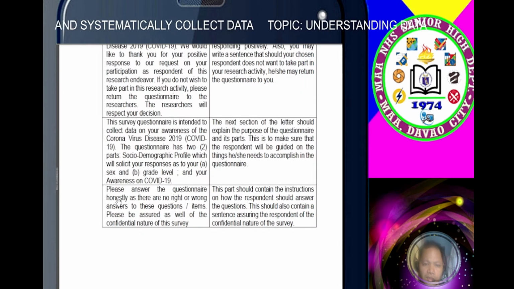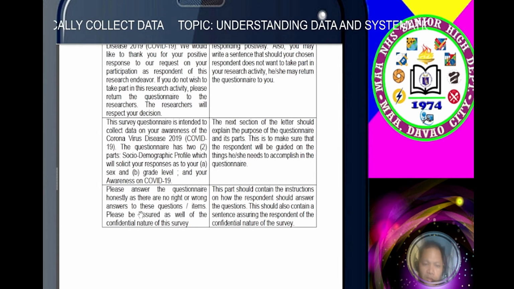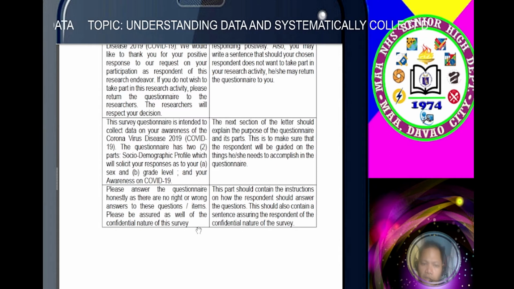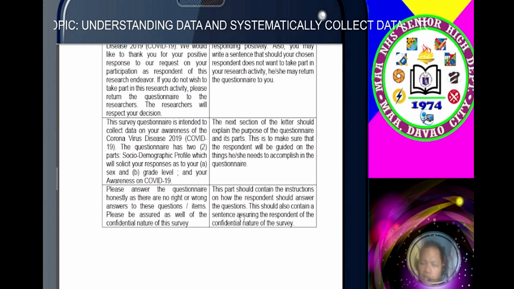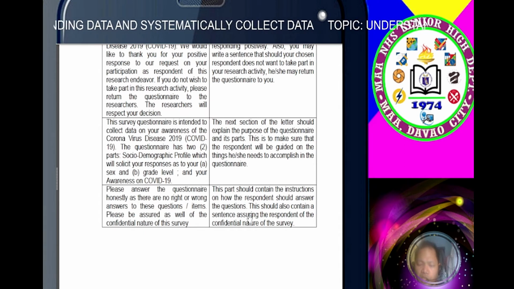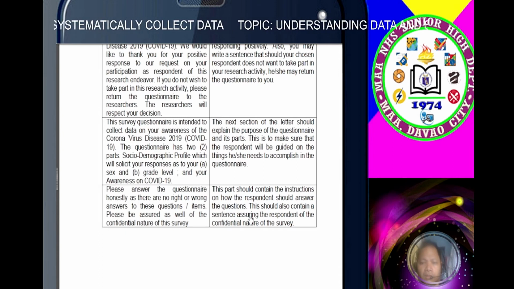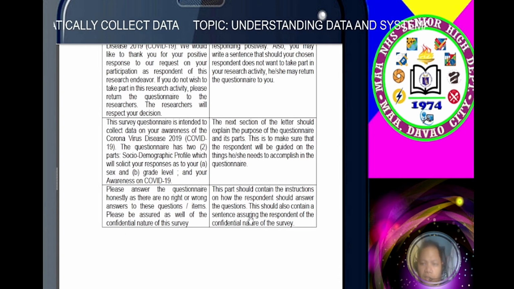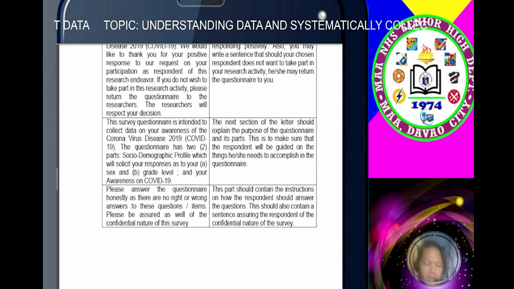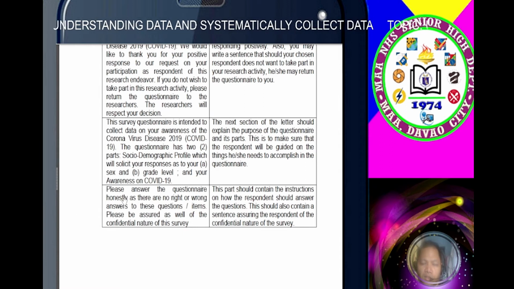Next, please answer the questionnaire honestly as there are no right or wrong answers. This is the instruction on how to answer. Then, the assurance of confidentiality of the results. As a researcher, as an ethical consideration, you must not divulge the data you gathered in your study. You just keep it as a researcher and do not give it to someone else, so as not to breach the ethical considerations.